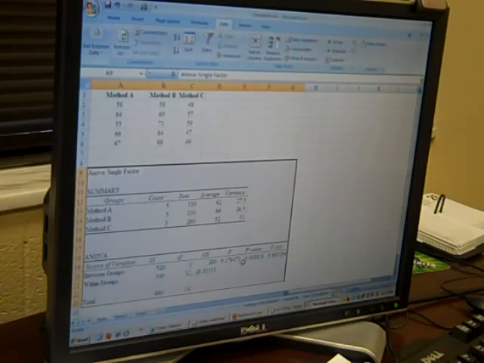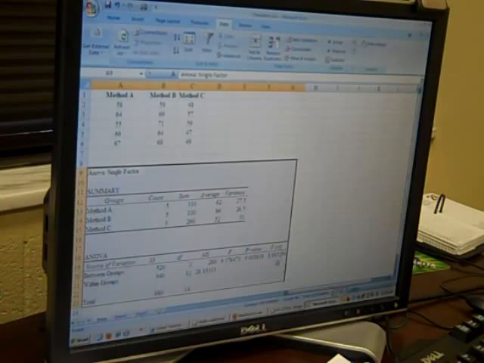Now let's go to the next column. That's the F. Remember, F is equal to the mean square because of the treatment divided by the mean square because of the error, and that is 260 divided by 28.33, and that is my F. 260 divided by 28 is 9.17.